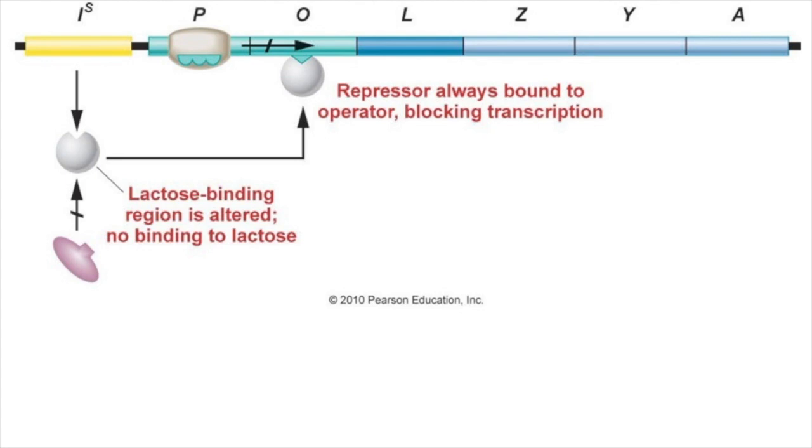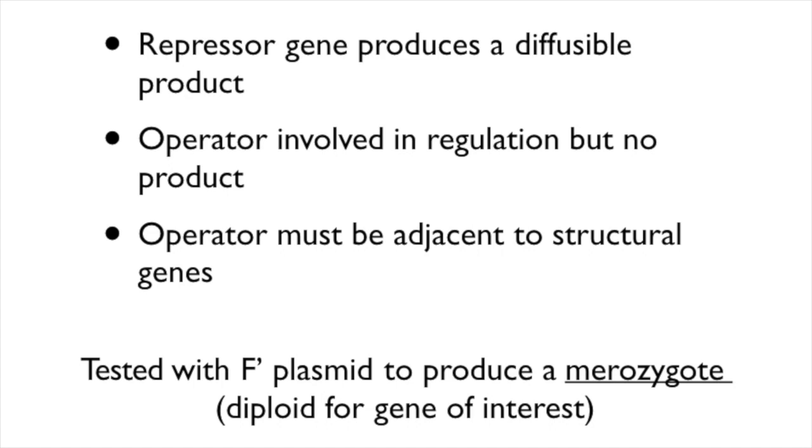Since there's a mutation to the repressor gene that, when transcribed and translated, results in a repressor protein that does not have a lactose binding site, there's no way to get this repressor protein off the operator or prevent it from attaching there in the first place. And because of that, there will never be expression of these genes. The RNA polymerase will never make it past the promoter region because this roadblock is permanently in place. Lactose can never remove it. And so the experiments that were done to test these hypotheses of the model are really quite fascinating.